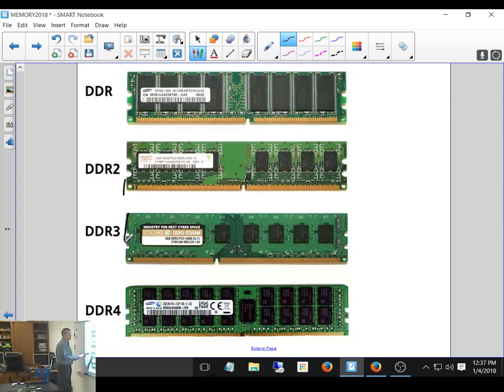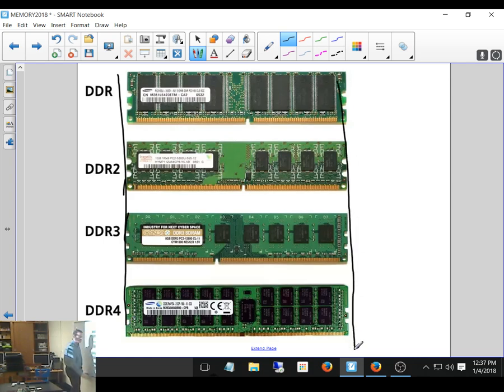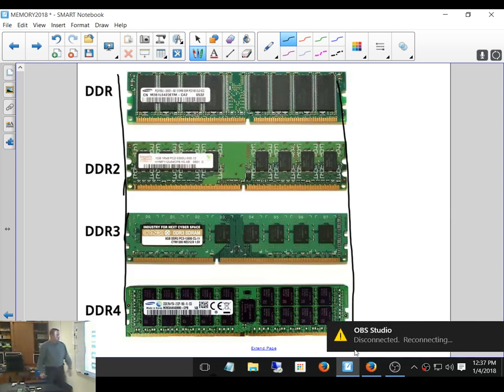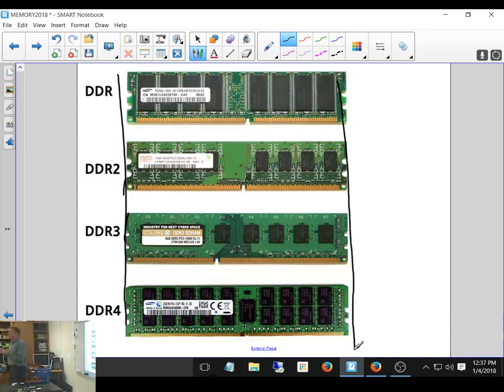Physically, it continued to be the same width, but that's it on the similarities. If you look real closely, there's way more connections down here on DDR4 than existed with DDR. These little gold connectors just got thinner and thinner, so as we went through, these physically wouldn't fit anymore. And I have had people try really hard to get the wrong one in.